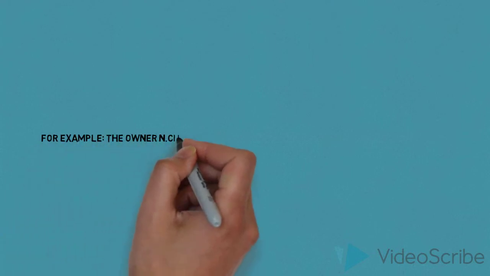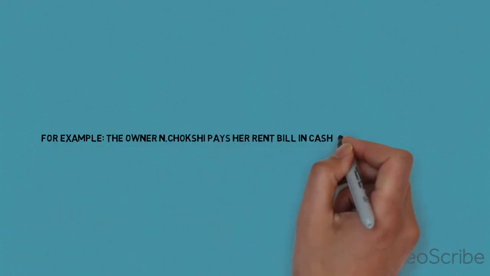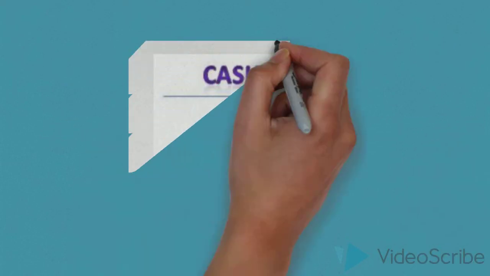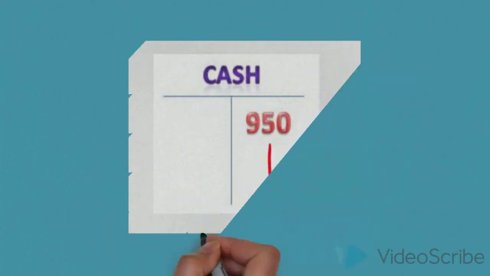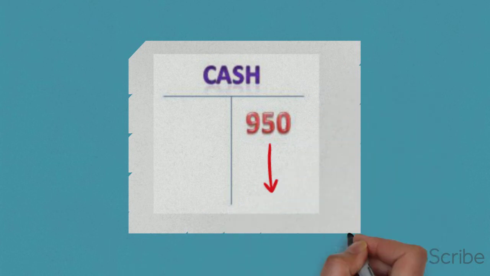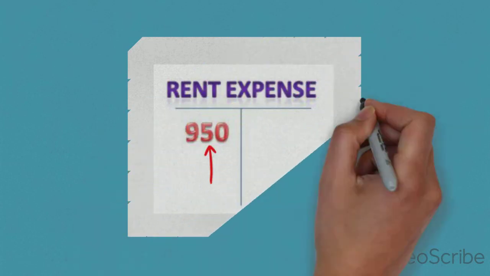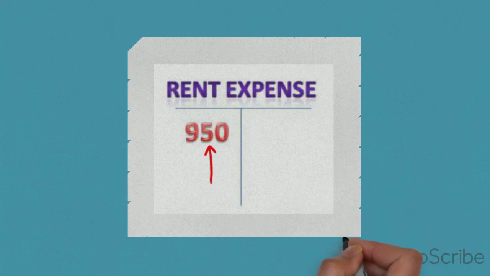The owner, Chokshi, pays the rent bill in cash for this month for $950. The cash account, which is an asset, will decrease, therefore it will be credited by $950. Likewise, the rent expense account, which is the owner's equity, will increase, thus it will be debited by $950.